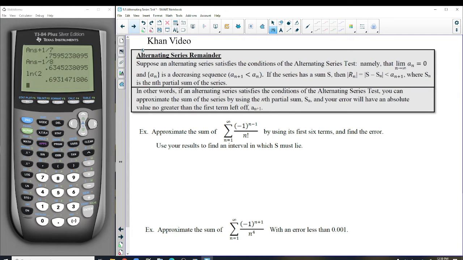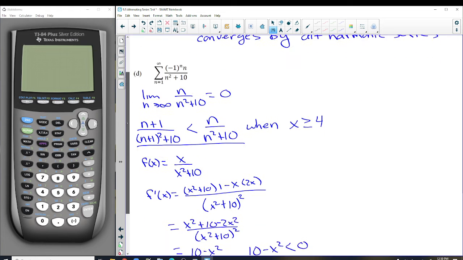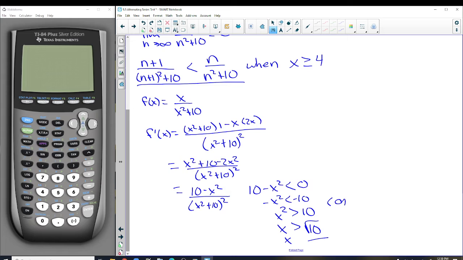Alternating series remainder. Suppose an alternate, oh, I didn't finish the other problem. Converges by alternating series test.